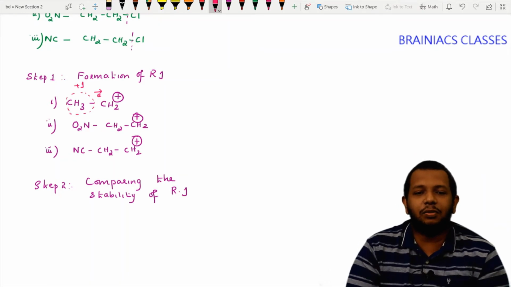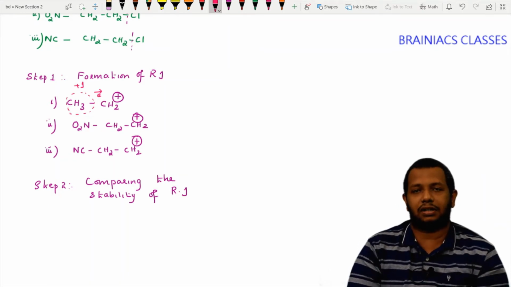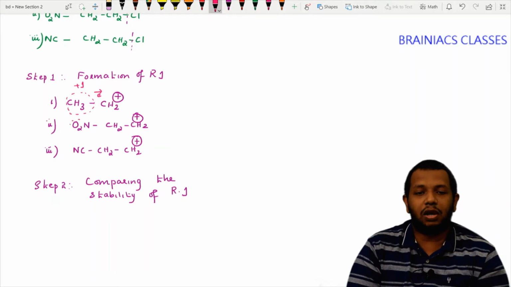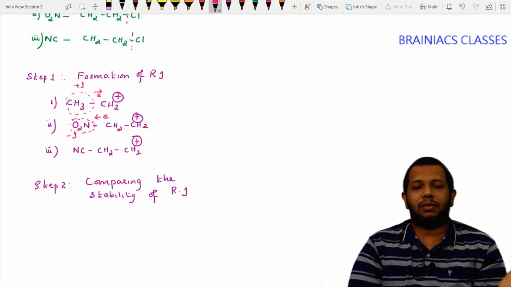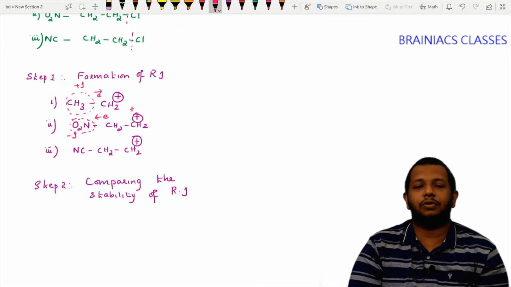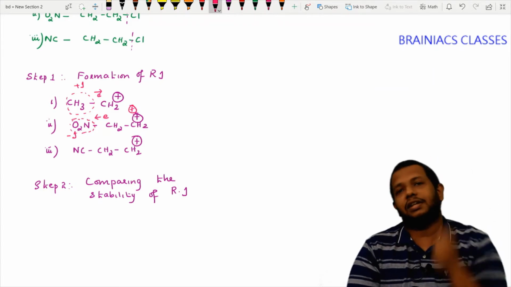Now in the next one, you can see an NO2 group is connected. So NO2 group means it has what effect? Plus I effect or minus I effect? I know it has minus I effect, so electrons are attracted in this direction. So if electrons are moving in this direction, it means here the positive charge will keep on accumulating, increasing.